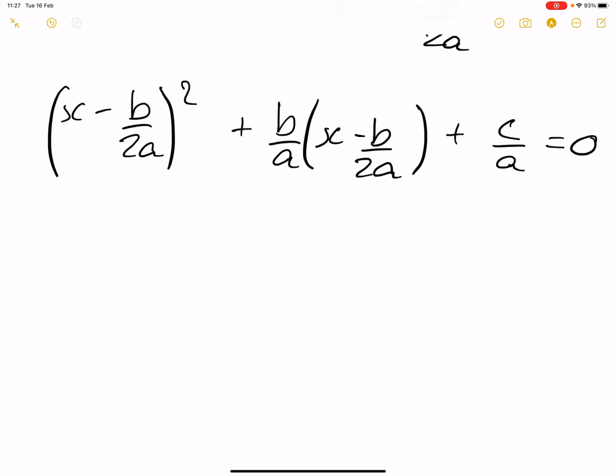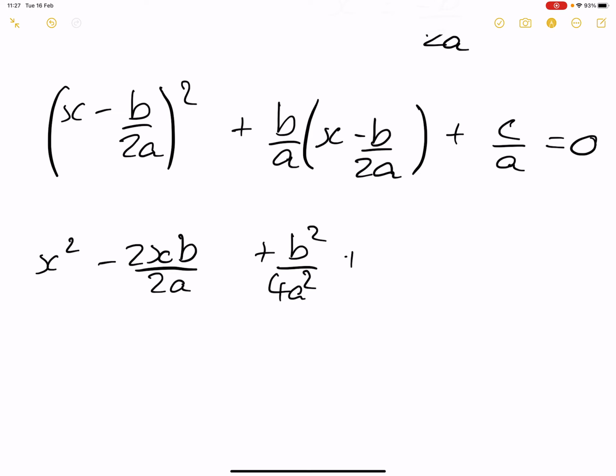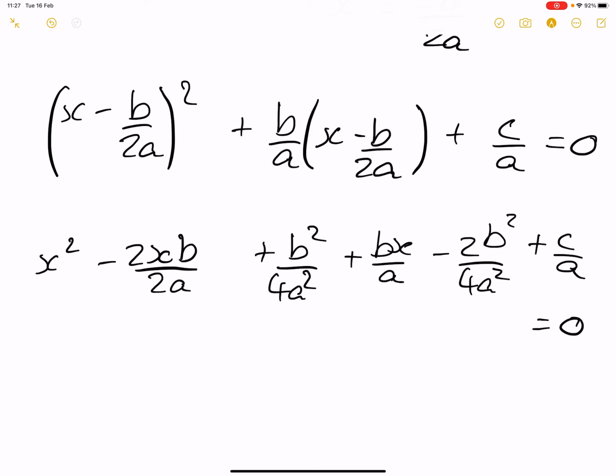equals 0. And this will give us x squared minus 2xb over 2a plus b squared over 4a squared plus bx over a minus 2b squared over 4a squared plus c over a, and that will also be equal to 0.